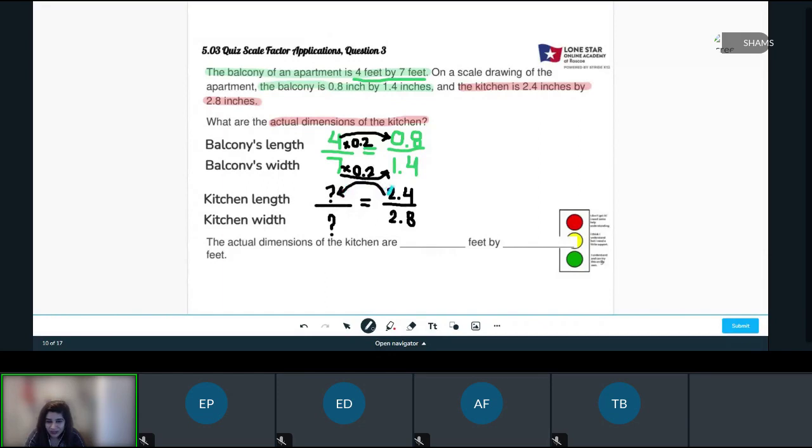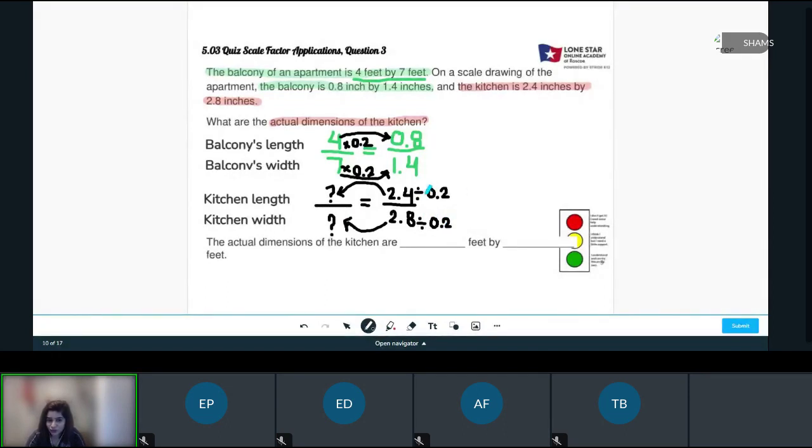Rather than to multiply, this time I will divide. I will divide by 0.2. I will divide by the scale number, scale factor, right? And from 2.8 to this missing actual dimension, I will divide by 0.2. So question 3 was a little tricky question, I noticed, from among all other questions, right?